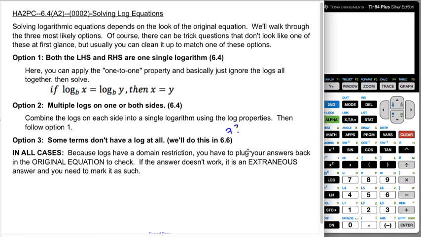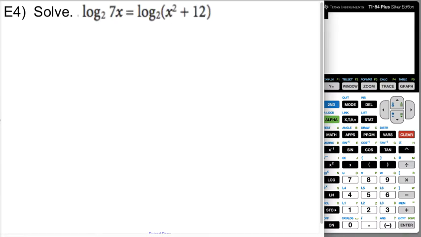Okay. So in all cases, because logs have a domain restriction, you have to plug your answers back into the original equation to check. If the answer doesn't work in the original, then it is called an extraneous answer, and you need to mark it as such. So we are going to get some extraneous answers, meaning we're going to get some answers that look right when we're solving but don't turn out to work. So we need to be aware of that. Okay. So let's go ahead and solve.